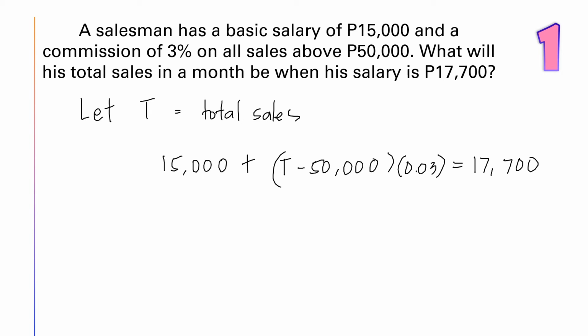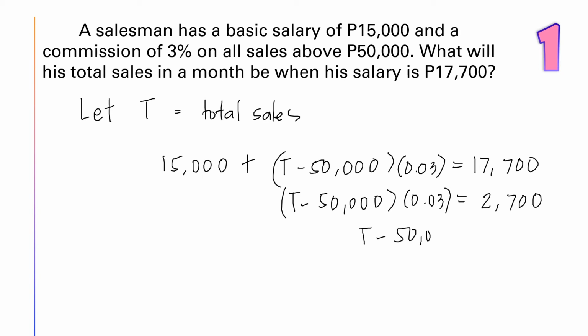We subtract 15,000 from both sides of the equation. Then we will have T minus 50,000 times 3% equals 17,700 minus 15,000, that is 2,700 pesos. Then we divide both sides by 3%, so we will have T minus 50,000 equals 2,700 divided by 3%, we will get 90,000 pesos. And then we add 50,000 to both sides of the equation. The total sales, therefore, is 90,000 plus 50,000. That is 140,000 pesos.